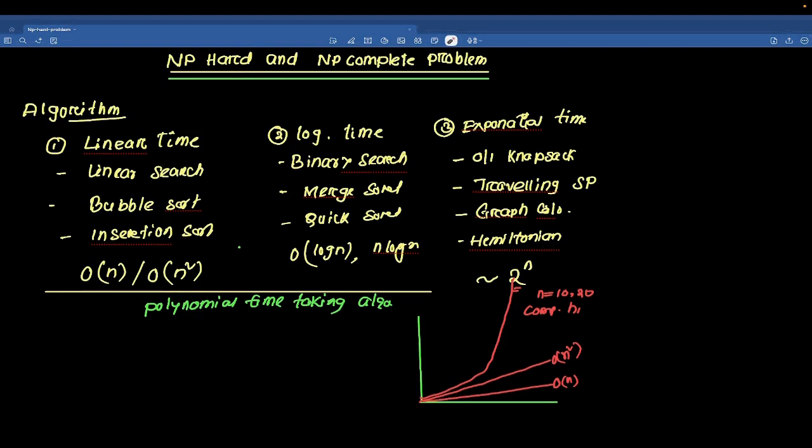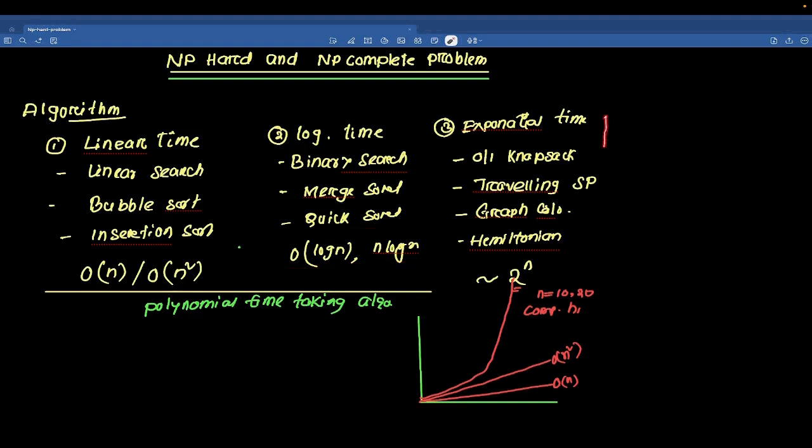To start with, if we remember the various algorithms that we have studied during the DAA (Design and Analysis of Algorithms) course, we have found a few algorithms with linear time, like order of n. One example is the linear search algorithm. A few of the algorithms are there with order of n square, like bubble sort and insertion sort. Also, we have logarithmic time algorithms like binary search, merge sort, and quick sort.